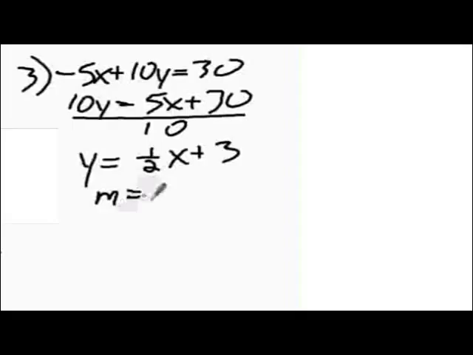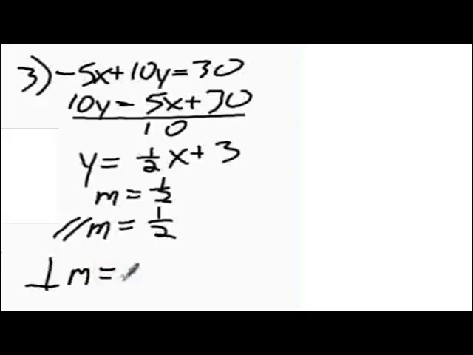Now the slope of this line, whatever number is in front of that x, is 1/2. What's any line parallel to it got to be? Have the same slope. And perpendicular? Let's flip it and change its sign. -2.